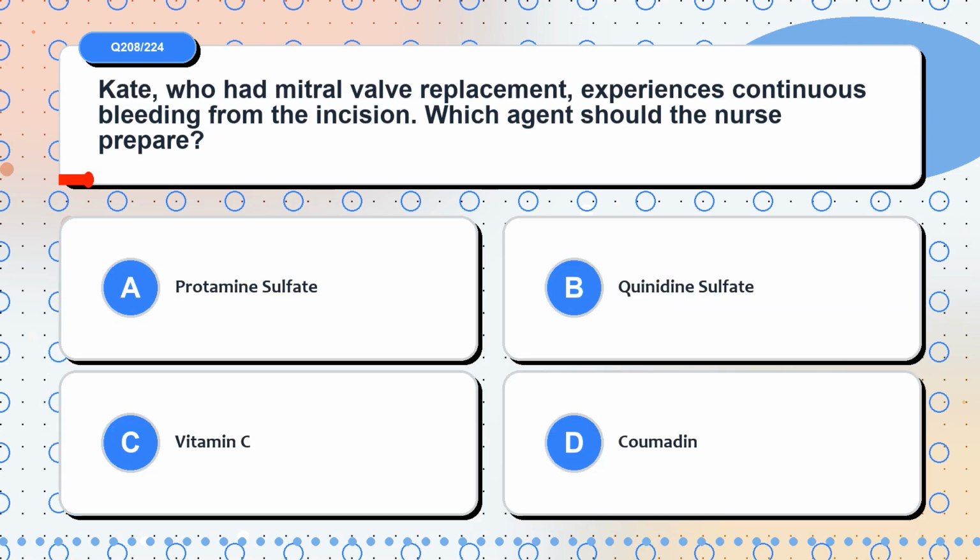Question 208. Kate, who had mitral valve replacement, experiences continuous bleeding from the incision. Which agent should the nurse prepare? Here are the options. Option A. Protamine sulfate. Option B. Quinidine sulfate. Option C. Vitamin C. Option D. Coumadin.